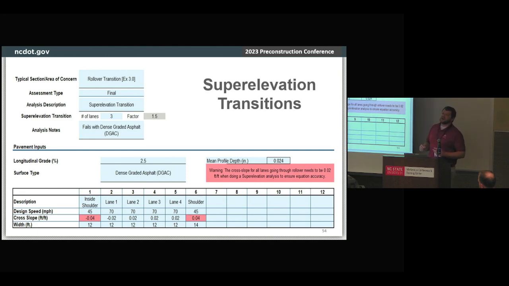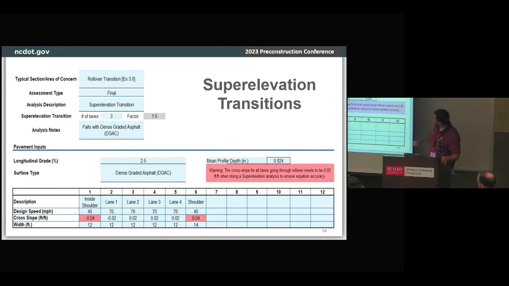Essentially what he did was he looked at super elevation transitions in a CFD model. And based upon his modeling, we were able to come up with factors to apply to our analyses. And so that's why whenever you're filling out this super elevation transition, it'll ask you for the number of lanes that are transitioning, and it'll pop up a factor based upon that.